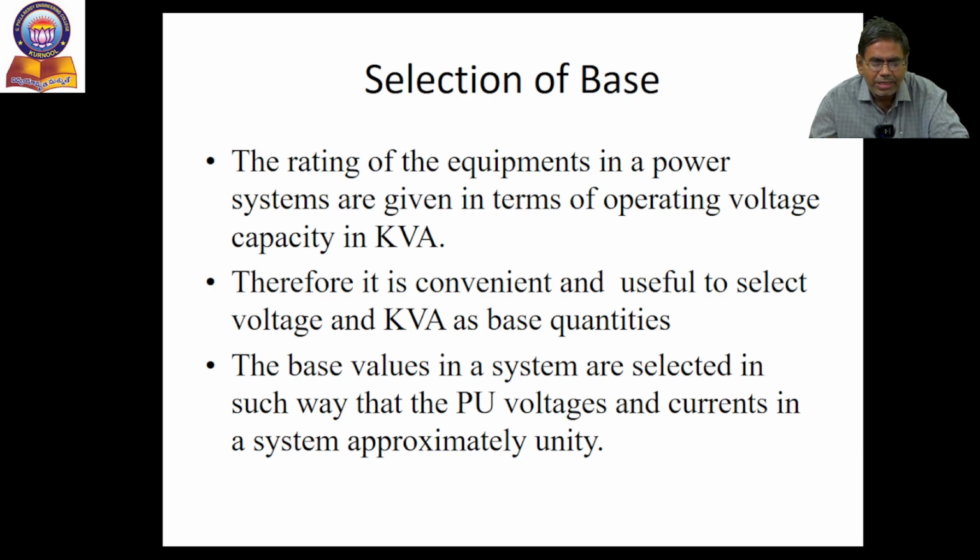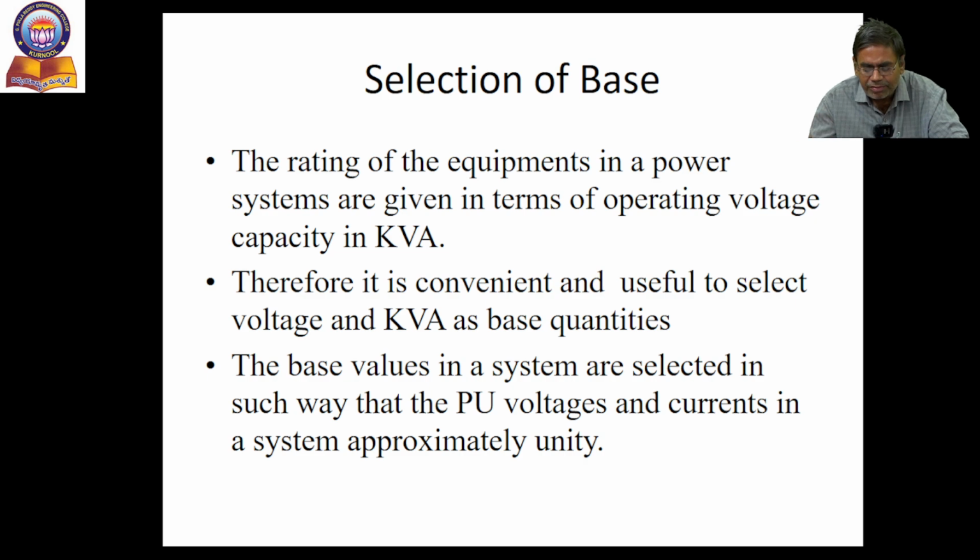How to select the base? The ratings of the majority of equipment in a power system are normally given in terms of operating voltage and kVA. For that reason, these two are selected as base quantities. It is very useful and convenient to select voltage and kVA ratings as the base quantities.